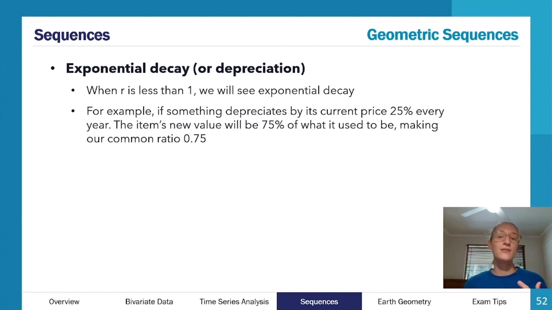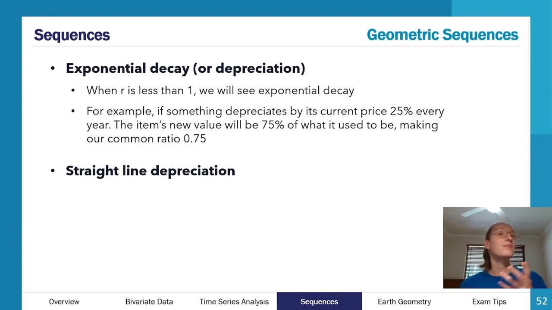So for example, if something depreciates by 25% every year, it's becoming worth 75% of what it used to be worth. So our common ratio is 0.75. Whatever our amount is, we'll start at that amount and then multiply it by 0.75 to model that it's depreciating by 25%. And then the year after, again, it'll decrease by 25%. So it's going to be decreasing, but again, it's going to be forming that exponential curve. That's in essence the difference between exponential growth and exponential decay.